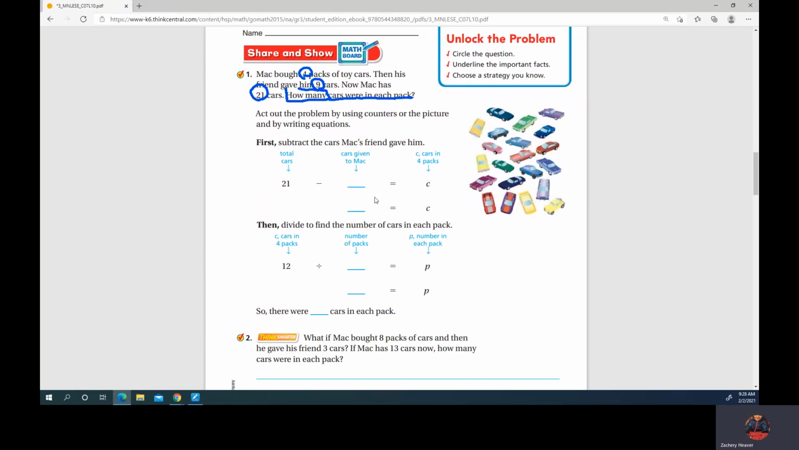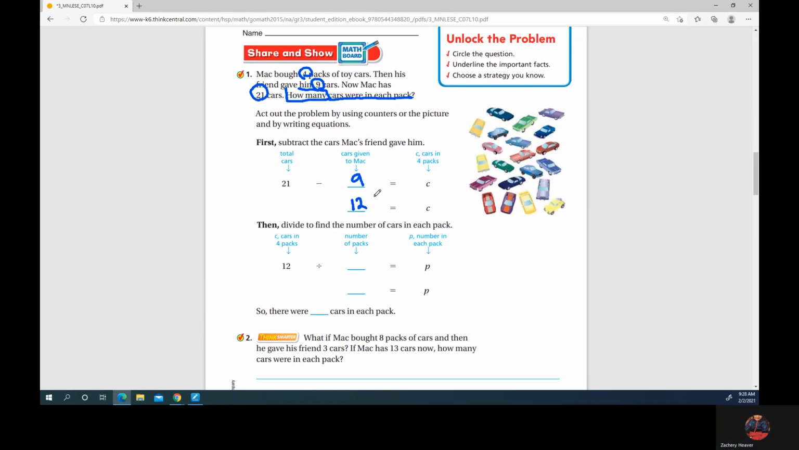So we know he has 21 cars. He now has 21 cars. But how many cars were given to Mac? Well, we know it's 9. So 21 minus 9, if we know our subtraction, that's going to be 12. So before he got those cars, he had 12 cars.